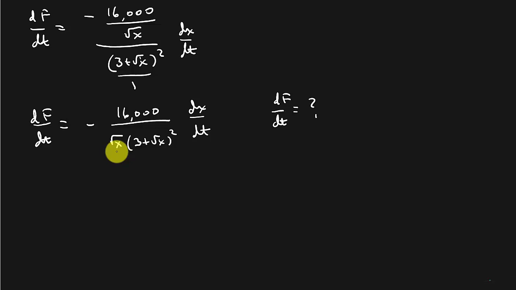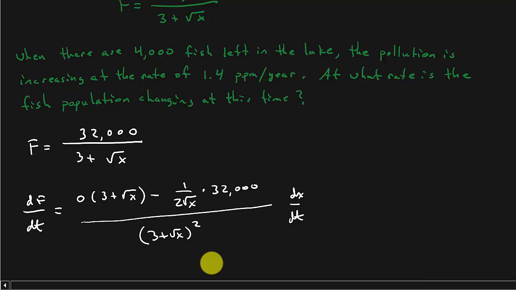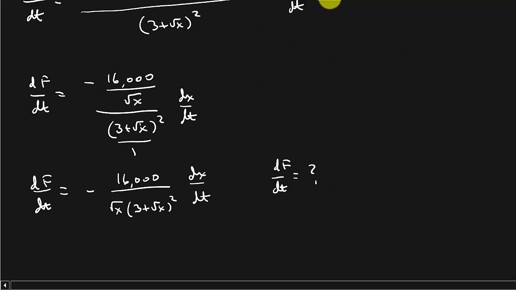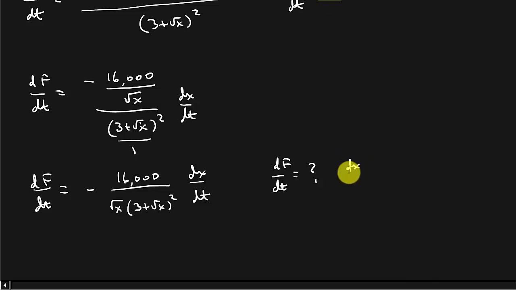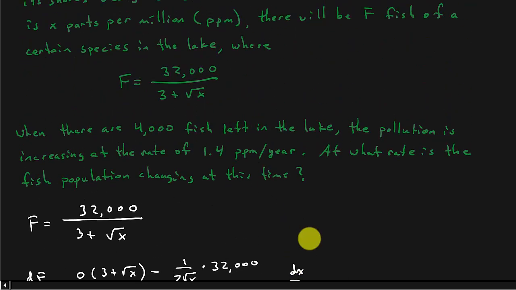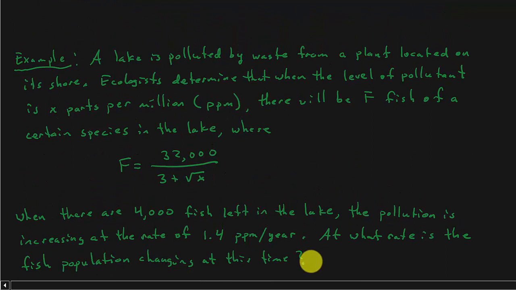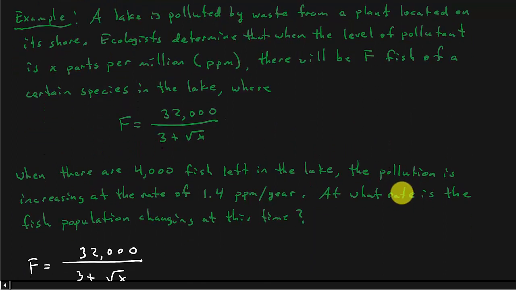So let's see what we've got here. dx/dt, that's the change in x. It's increasing at a rate of 1.4. So we know dx/dt is equal to 1.4. And then we need a value for x. So let's see if we have anything that tells us that.